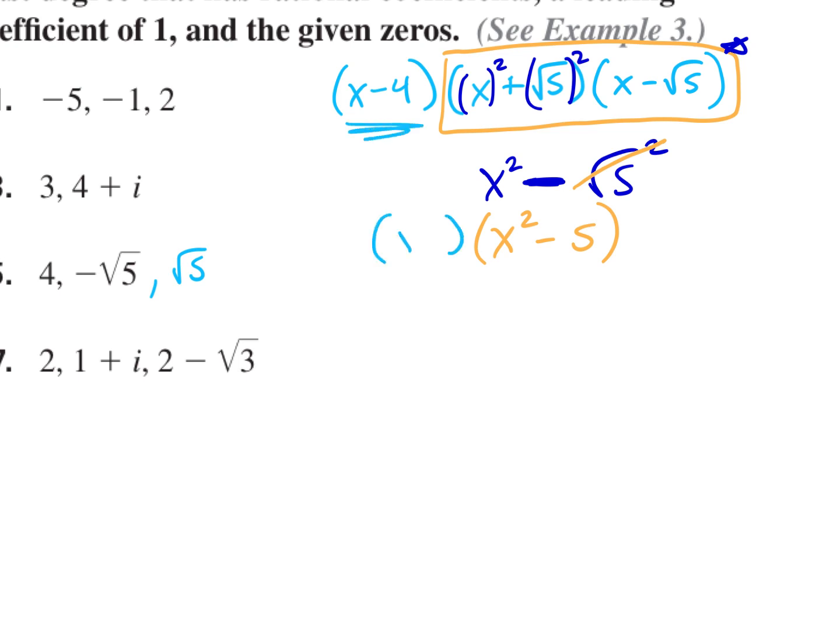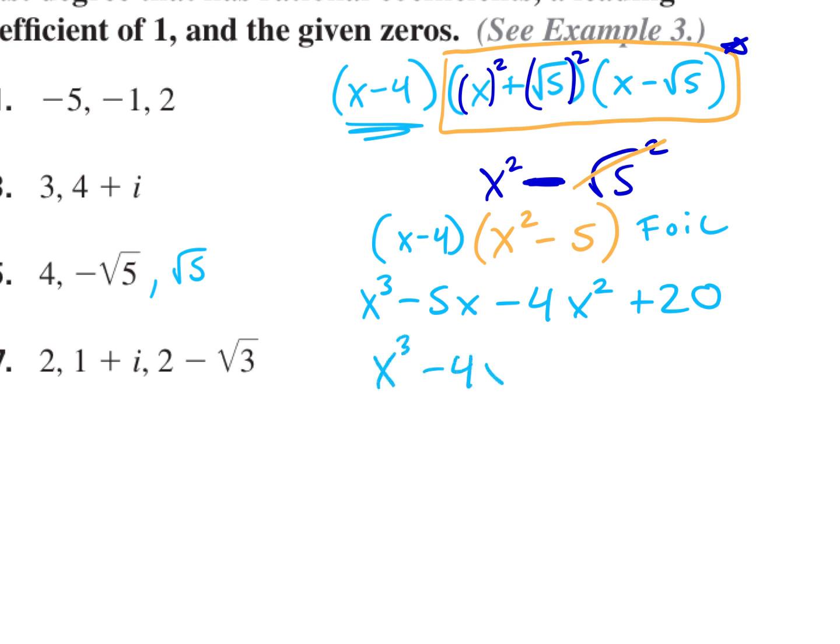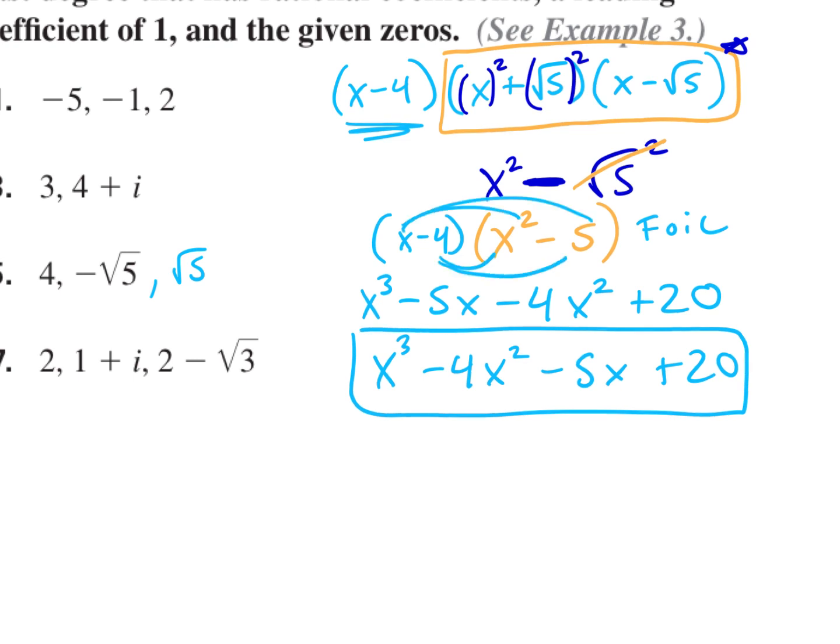Got to multiply the x minus 4 to it. Because we're multiplying these all out. We're not factoring here. We're just multiplying everything together. So here we're going to FOIL. So we get x cubed minus 5x minus 4x squared plus 20. Could I leave my answer like this? No. Got to put it in standard form. So x cubed minus 4x squared minus 5x plus 20. That would be our answer.